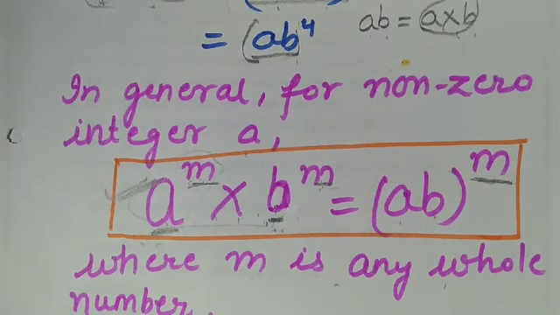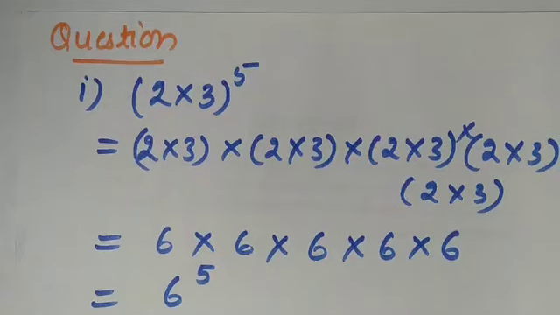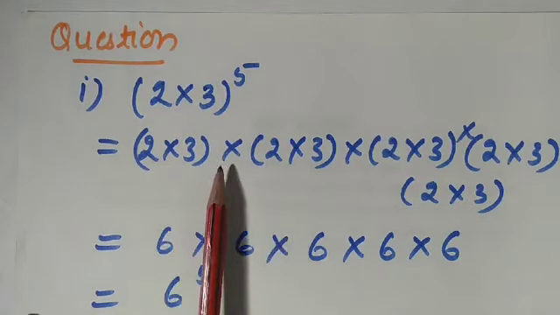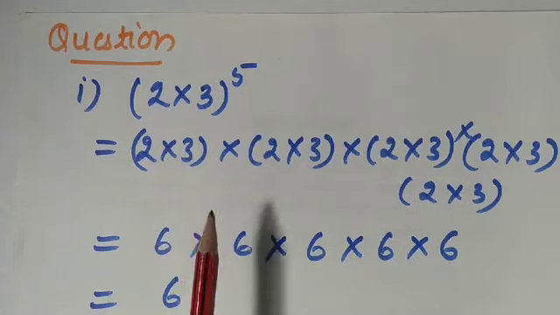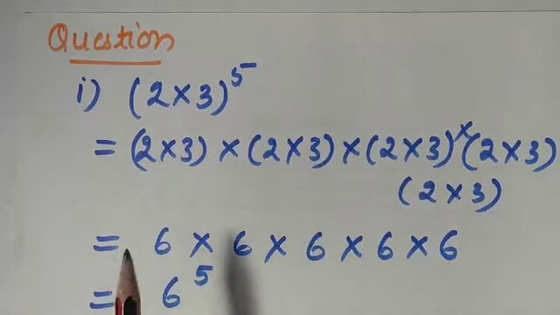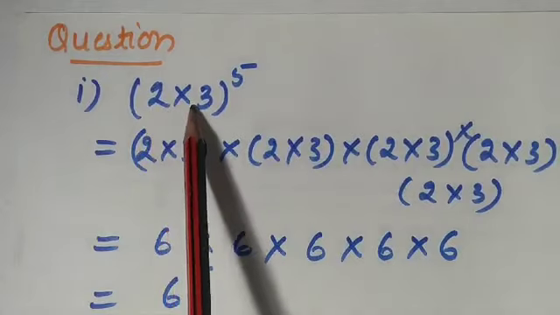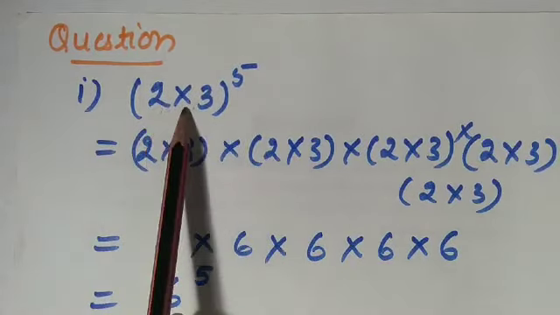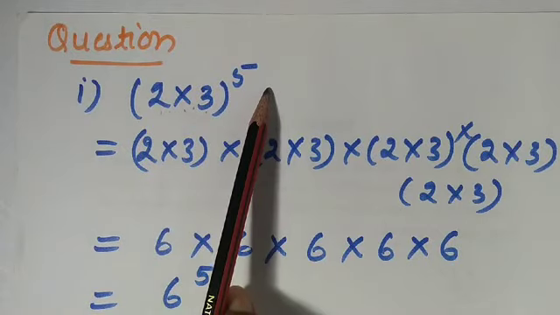Now come to the fifth one. For that, let us consider some examples. Before going to the next law of exponents, let us discuss two examples related to the law which we have learned. Here we have 2 into 3. This is the question and we have to find the value of 2 into 3 whole raised to the power 5.